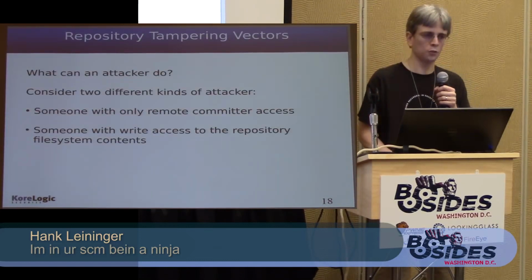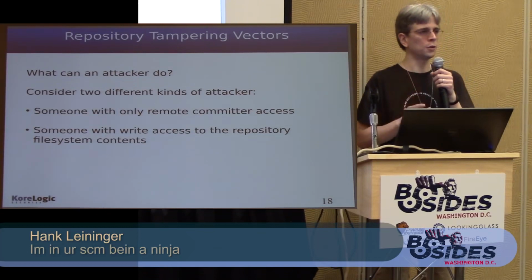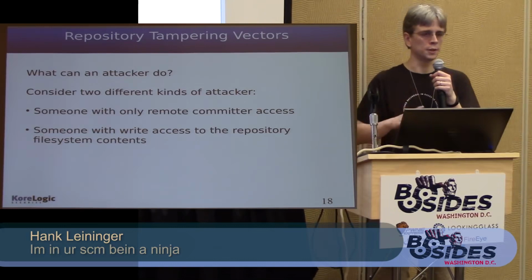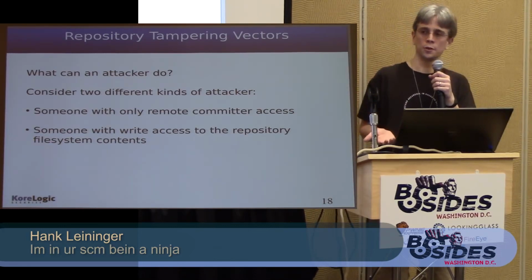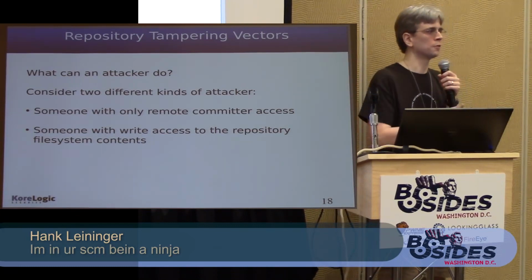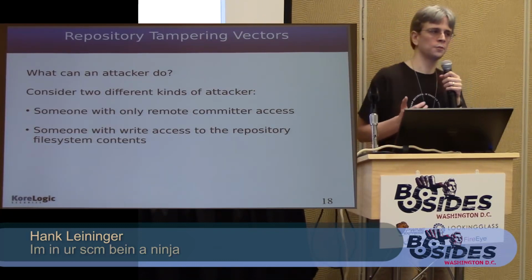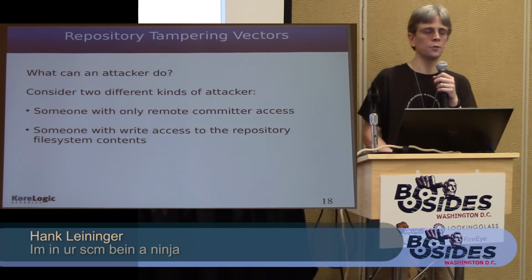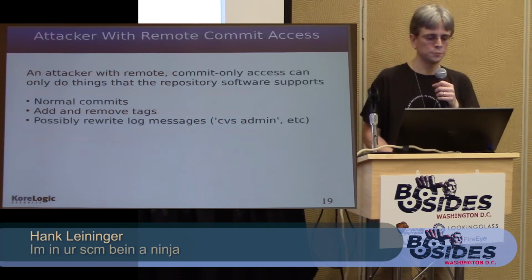So what can an attacker do? Well, we have to categorize first what kind of attackers. I'm going to talk about two different kinds. The first is an attacker who has the ability to commit code to a repository, but that's all. They don't have any under-the-hood access. They're just like any other developer. Maybe they are a regular developer and they're just malicious, or maybe they've compromised a developer. And the other is an attacker who has file system write access on the repo server, and they can monkey directly with the contents of the repo server, the metadata on the back end.